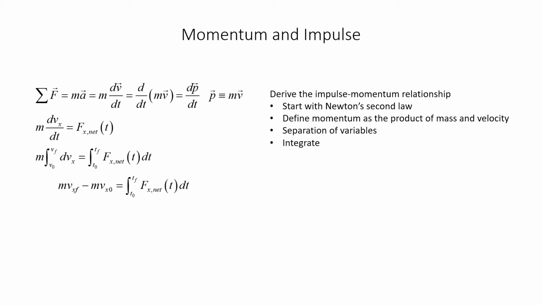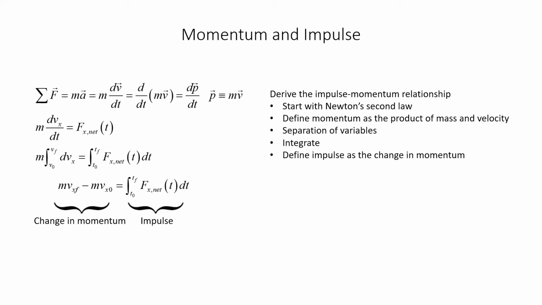For the left side of the equation, this is an easy integral to do. We just have m vx final minus m vx zero equals the integral from t0 to t final of the net force dt. On the left side, you can see that that's just the change in momentum because momentum is defined as mv, and the term on the right side, we're going to define that as being the impulse, the integrated force over an increment of time.